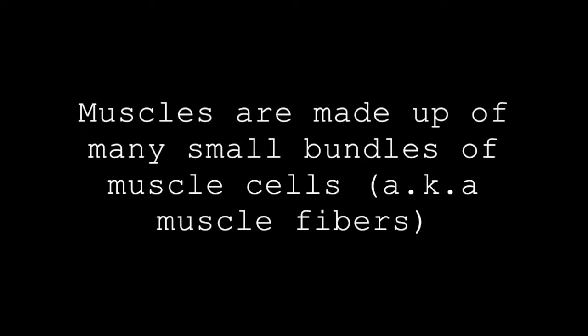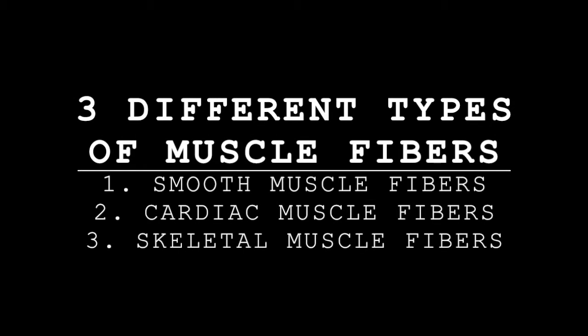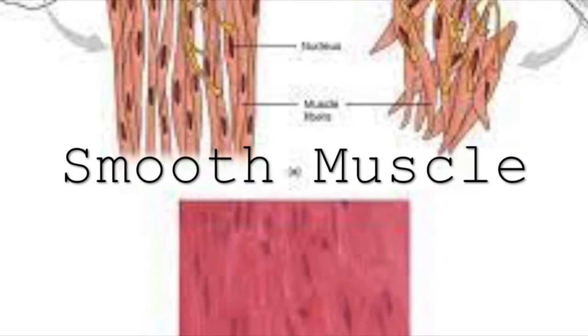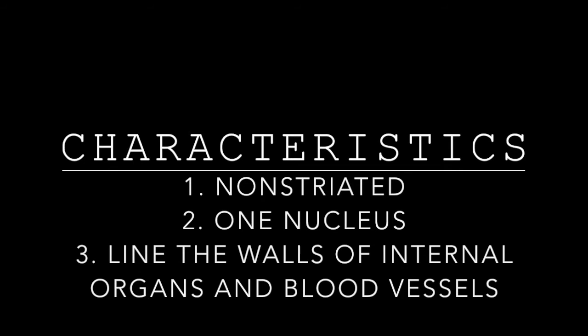A muscle is made up of many small bundles of muscle cells, also known as muscle fibers. The muscular system has 3 different types of fibers: smooth muscle, cardiac muscle, and skeletal muscle. The first type of muscle fibers, which are smooth muscle fibers, are non-striated muscles and do not have light and dark bands. Smooth muscle fibers only have one nucleus or are uninucleated.